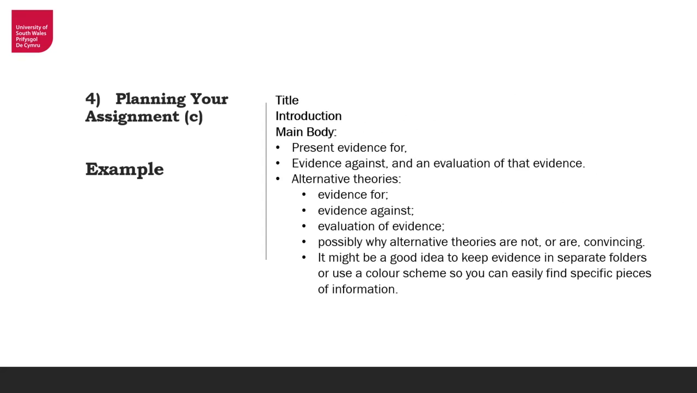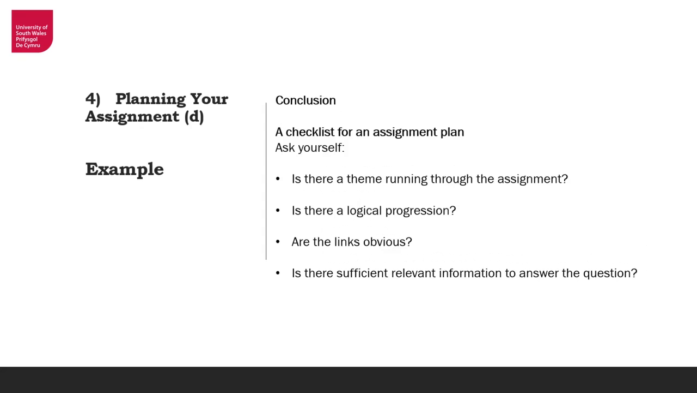We could talk about a title, an introduction. Obviously, that can be dealt with on an individual level, but then let's focus particularly on the main body. The main body is where you present evidence for, or evidence against, and an evaluation of that evidence. Alternative theories could be evidence for, evidence against, evaluation of evidence, and possibly why alternative theories are or are not convincing. It might be a good idea to keep evidence in separate folders or use a colour scheme so that you can easily find specific pieces of information. So there is a suggestion in the latter part, and again we touch upon that personal idiosyncratic approach that we all have to study.